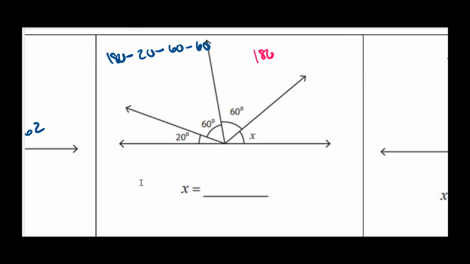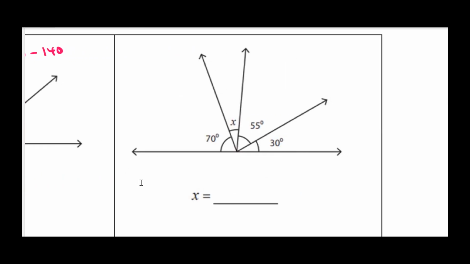Other people might think about it by saying, well, let me take 20 and 60 and 60 and add that all up. 60 and 60 gives me 120 plus another 20 is 140. So they might just do 180 minus 140. Either way you go about thinking about that, when we subtract those angles that were given from 180, we come up with a value of x being 40 degrees. So that's how much x would be in this example.